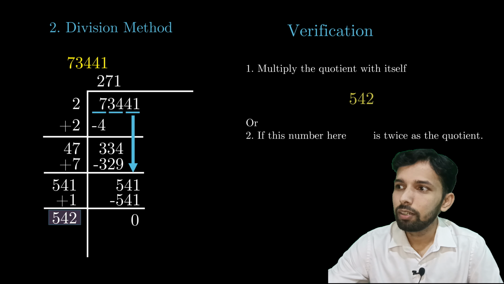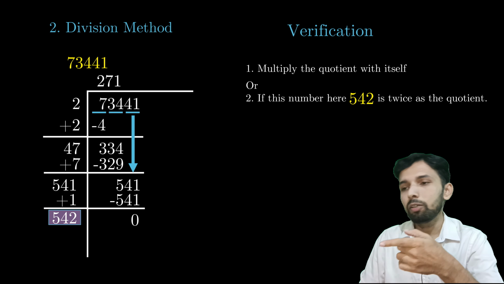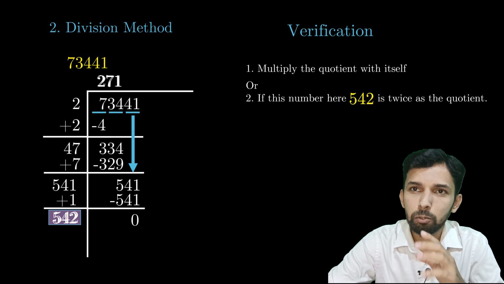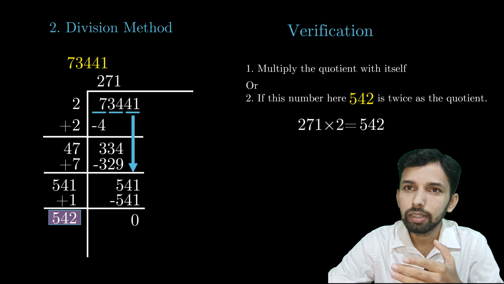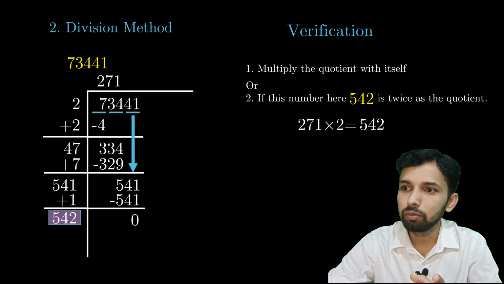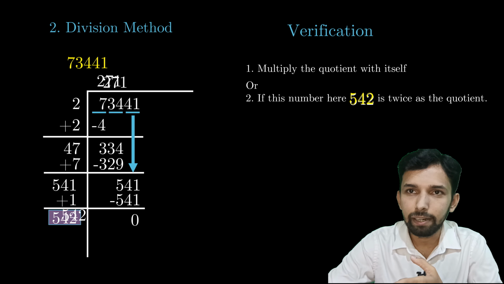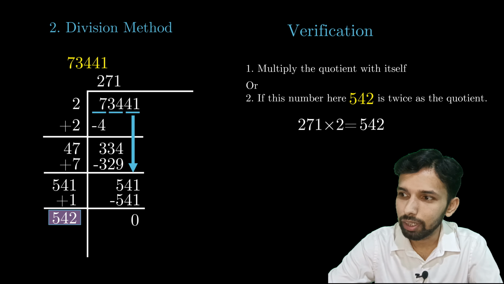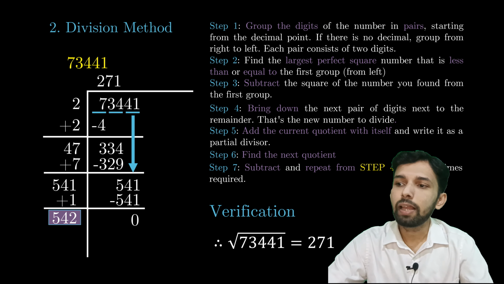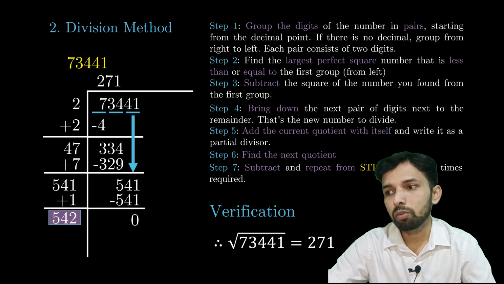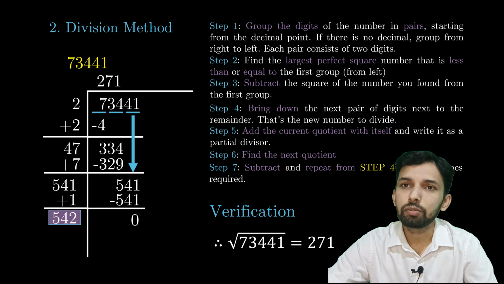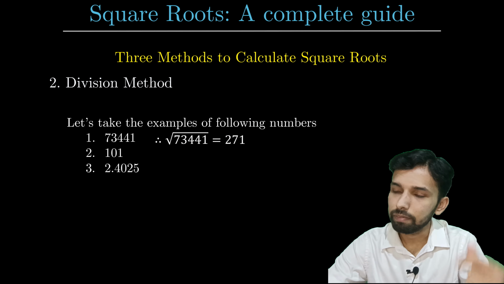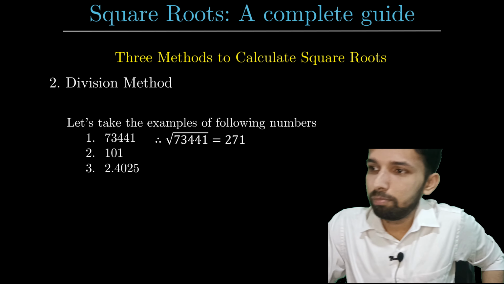The number 542, you can observe that it should be twice the number, right? 271 times 2 equals 542. So I'm telling you the same thing, that the number over here at the end should be twice the quotient. 271 times 2 is 542. That's it. We have verified. Implies square root of 73,441 equals 271. That's it for the first example. Now we'll be moving a little faster. Okay? Fine. Hold your seat belts.